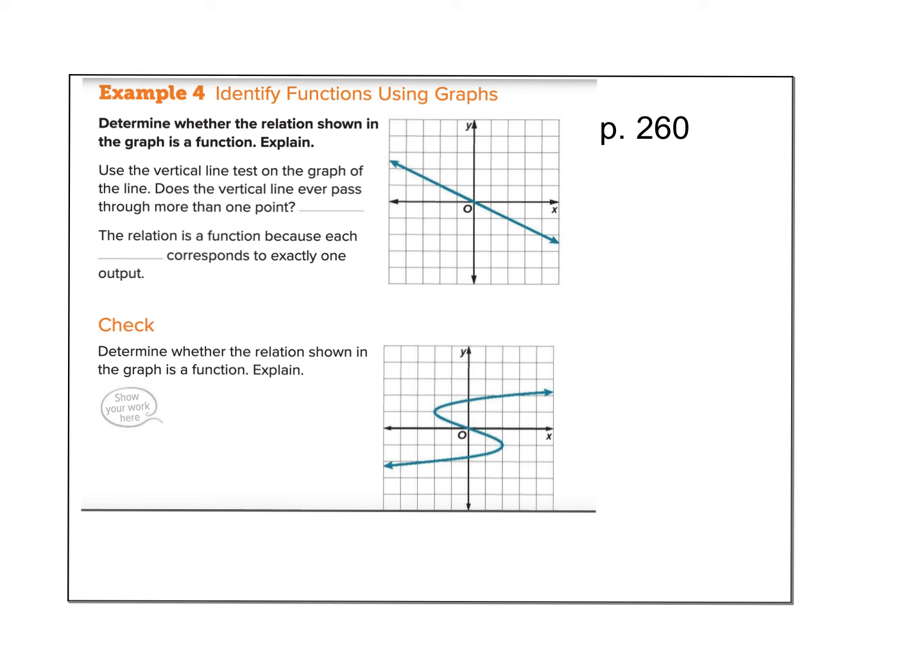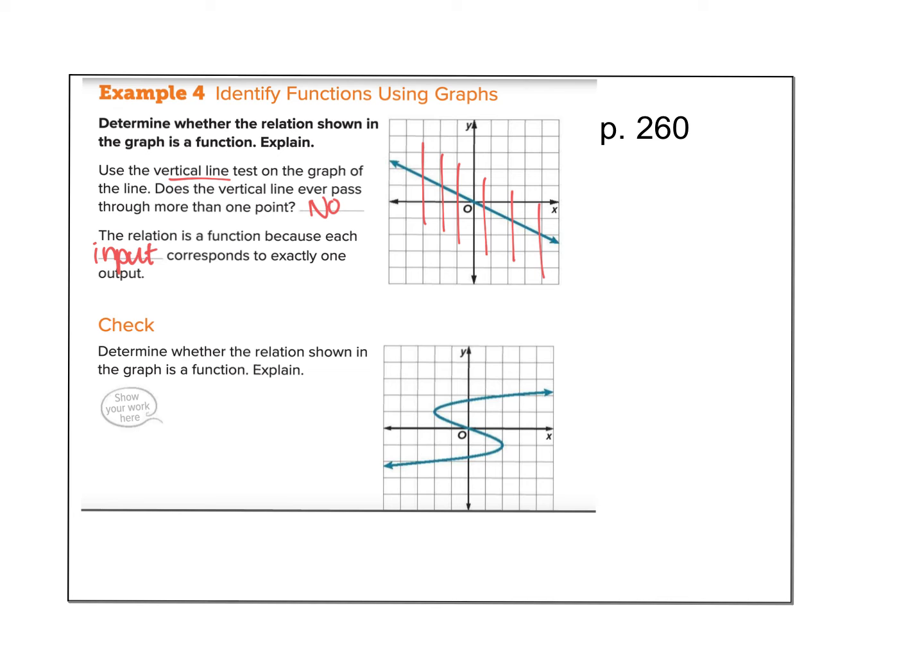All right, please flip your book to page 260. I want you to try these two problems on page 260 on your own. When you're ready, push play. All right, so the first one, if I want to know if this one's a function, you could use the vertical line test. Does it ever cross through more than one point? If I draw a bunch of vertical lines, it only crosses once. So I'll say no. So the relation is a function because each input corresponds to exactly one output.